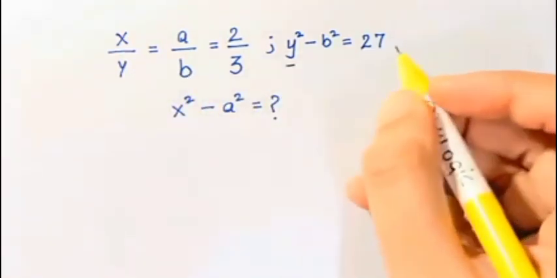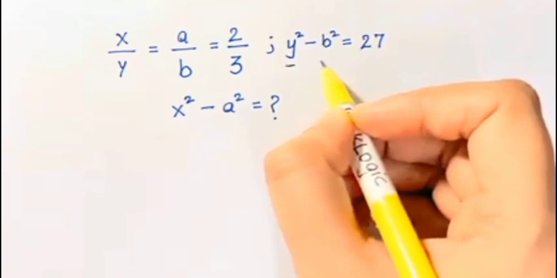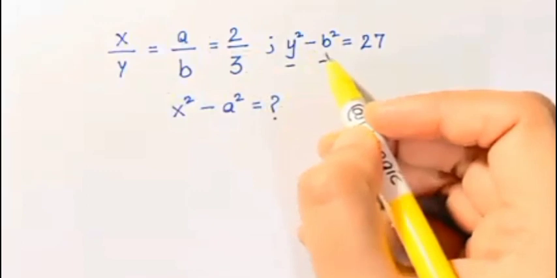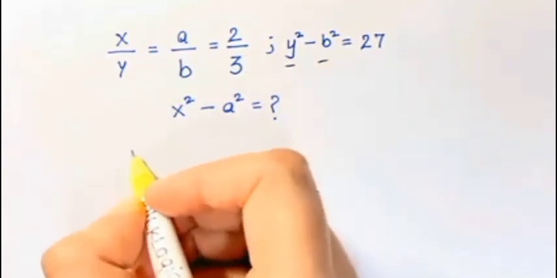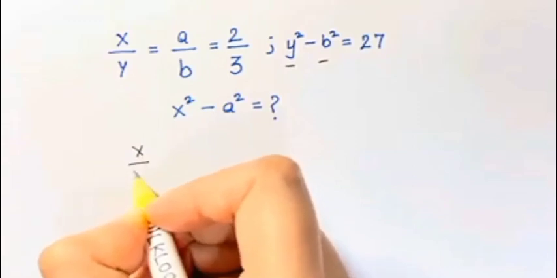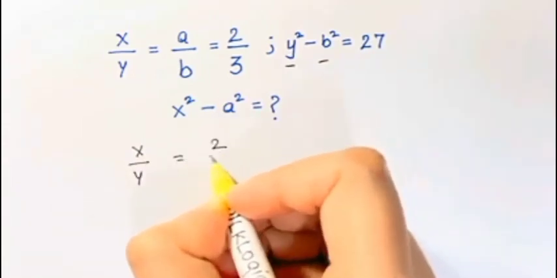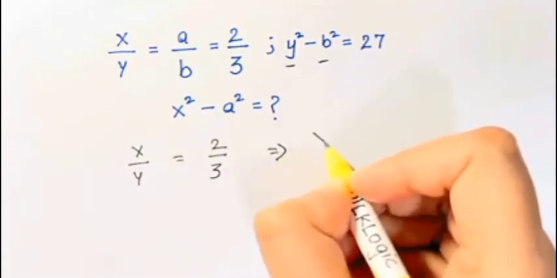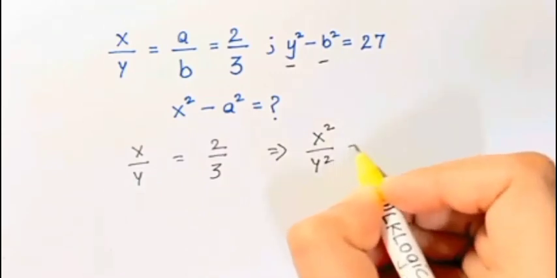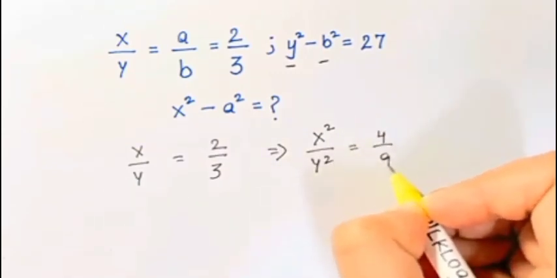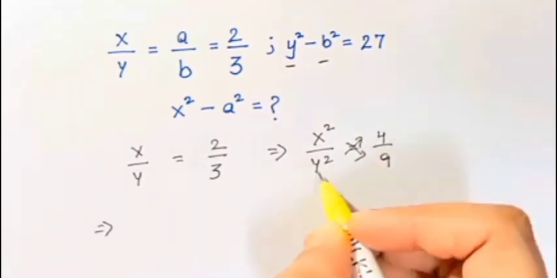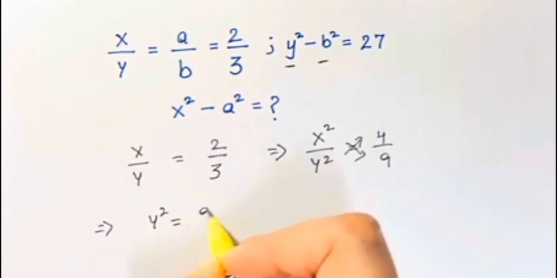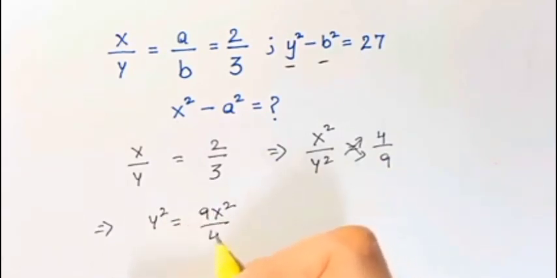What do we have? Here we have y square minus b square. So we are going to change this equation in terms of y square and b square. Let's find out. From here I can take x over y is equal to 2/3 and just square both sides. So what do I get? I have x square over y square is equal to 4 over 9, and let me just cross multiply. I just want y square. So from this I get y square is equal to 9x square over 4.